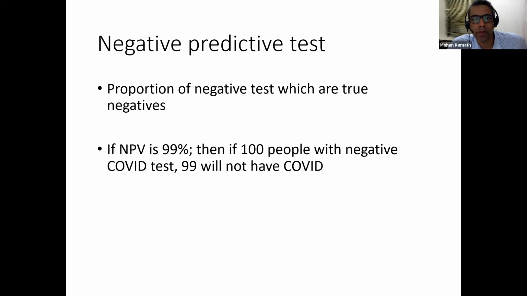I'll just drive home the same thing for negative predictive value. Proportion of negative tests which are true negatives. The other way is that if the negative predictive value is 99%, that means that if 100 people tested negative, 99 did not have COVID. So if you did the COVID test and it was negative and the NPV calculated from the data was 99%, that means that 99 did not have COVID. And this is very useful information for clinicians when you're trying to counsel patients. So these are the 4 terms.